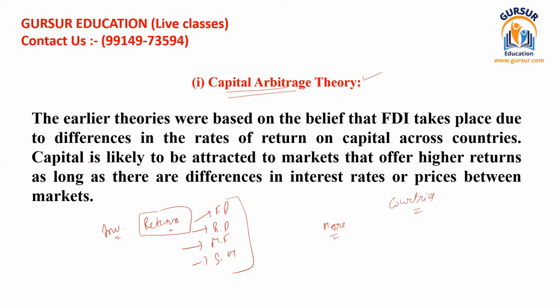So capital is likely to be attracted to markets that offer higher returns, as long as there is a difference in interest rates or prices between the markets. So wherever there is a high return level, you can easily invest there. This was the first reason why FDI was started around the world.